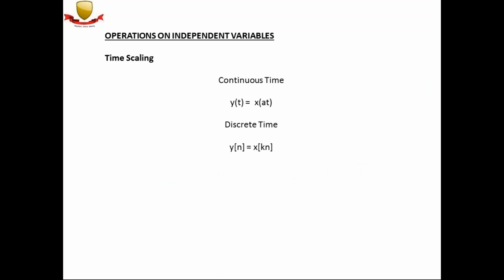We have already studied operations on dependent variables. Now it's our task to study the operations over the independent variables. Okay, so let's start. So the first objective is time scaling. Now again, you can see here that we have a continuous time and a discrete time signal. Let's move further. This A or K, whatever you can see here, is basically your scaling factor.